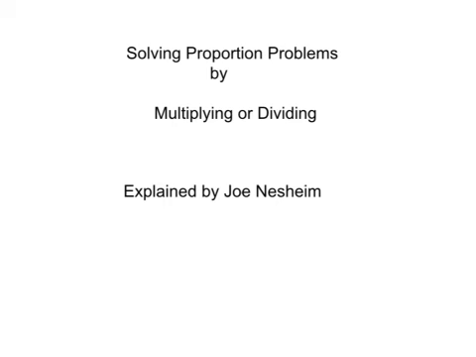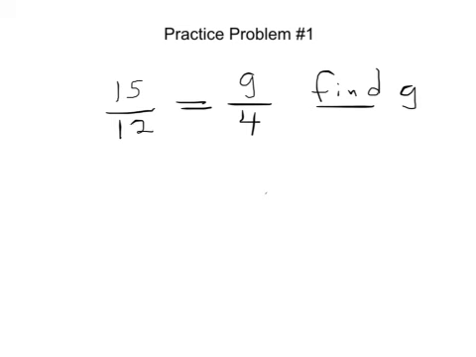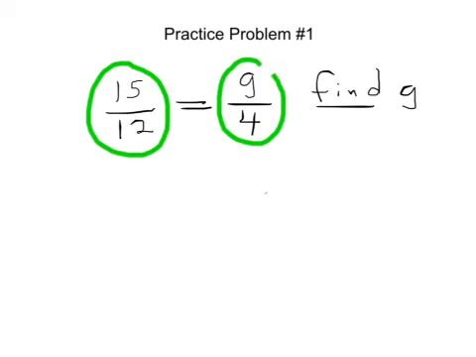This lesson is on solving proportion problems, sometimes called ratio problems, by multiplying or dividing. The main principle behind this problem is that the fractions, this fraction and this fraction, are supposed to be equivalent. We're going to fix things up so that they're equivalent.